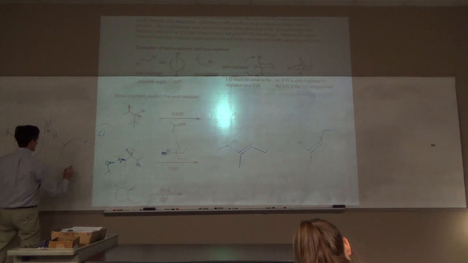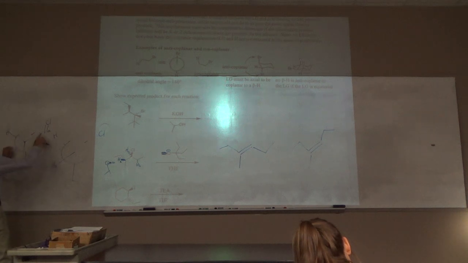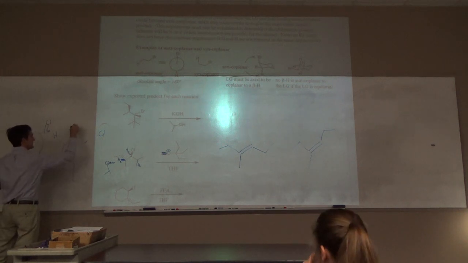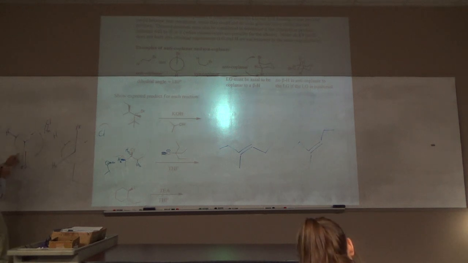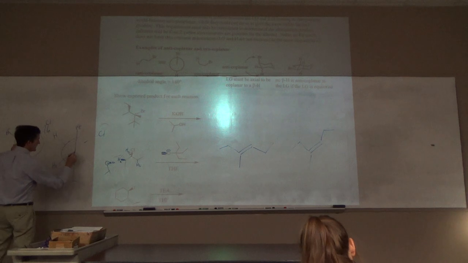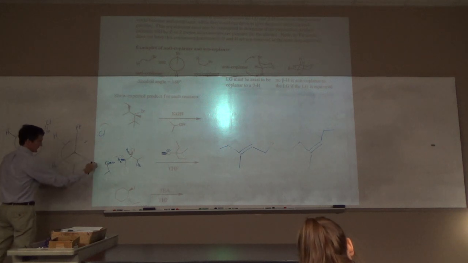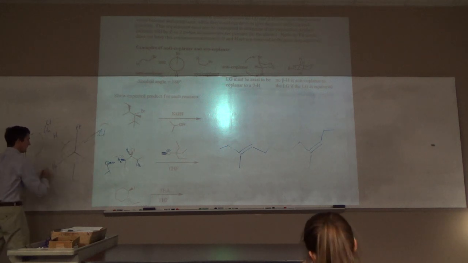The ethyl is still here. But now we want to rotate the H-alpha here. Everything's moving 180 degrees. The methyl is going to go straight up. And what else is on the front? The ethyl is going to come here. There's two ethyls, right? Okay. Now the elimination takes place.